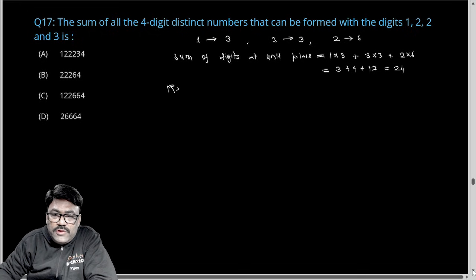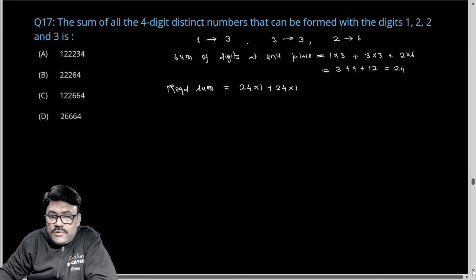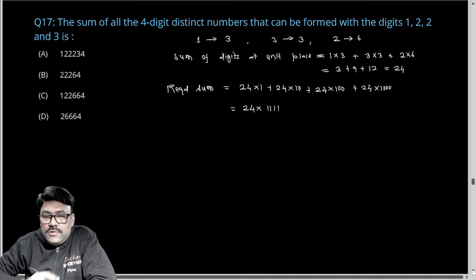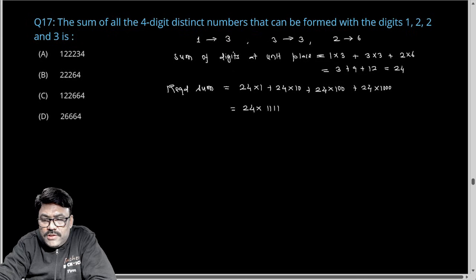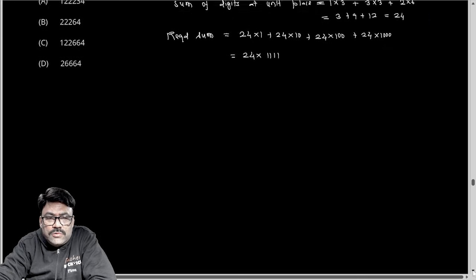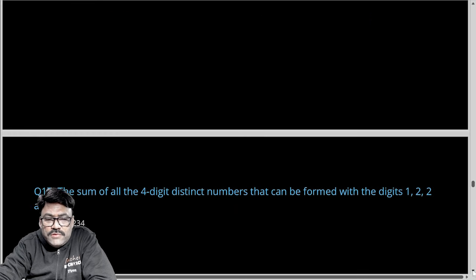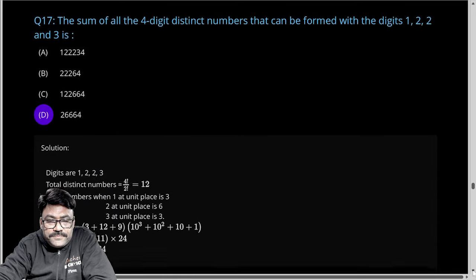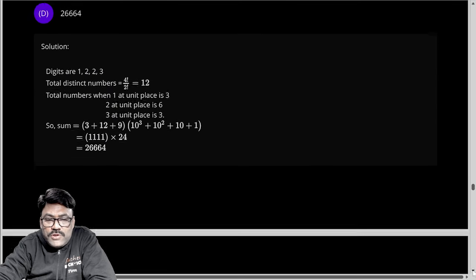So your required sum is 24 into 1 plus 24 into 10 plus 24 into 100 plus 24 into 1000. This is nothing but 24 into 1111. Just multiply, and you will get your answer. When you multiply 24 with 1111, I think the answer will be option D, which is 26664.